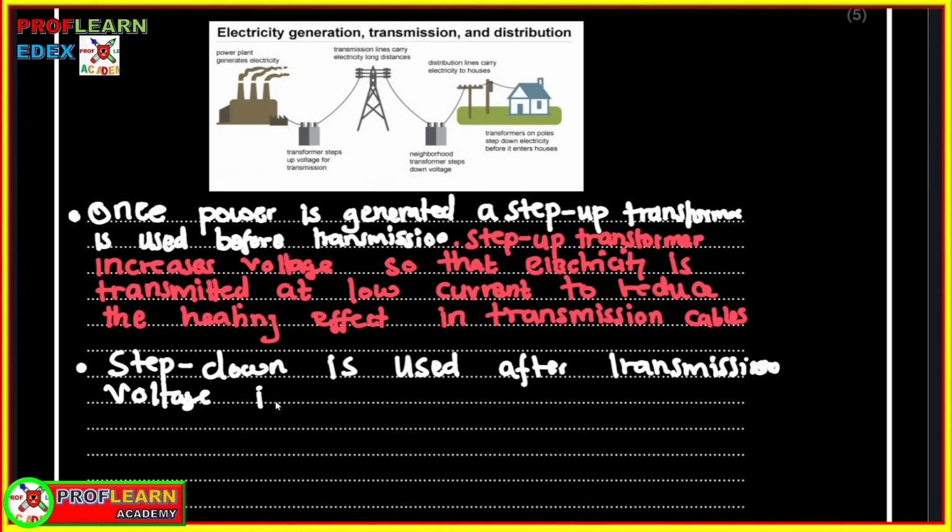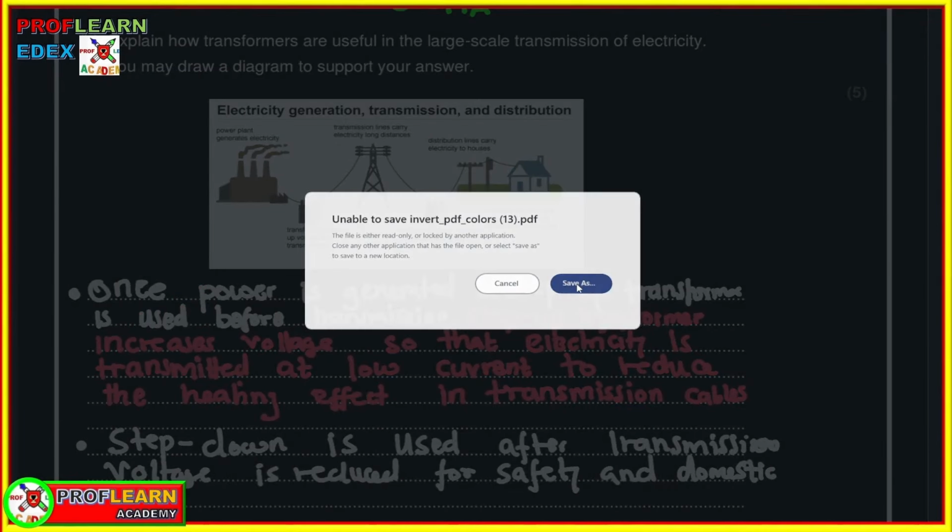So we are going to say step down transformers are used to reduce or decrease the voltage so that it can be used in our homes, and also for safety purposes.